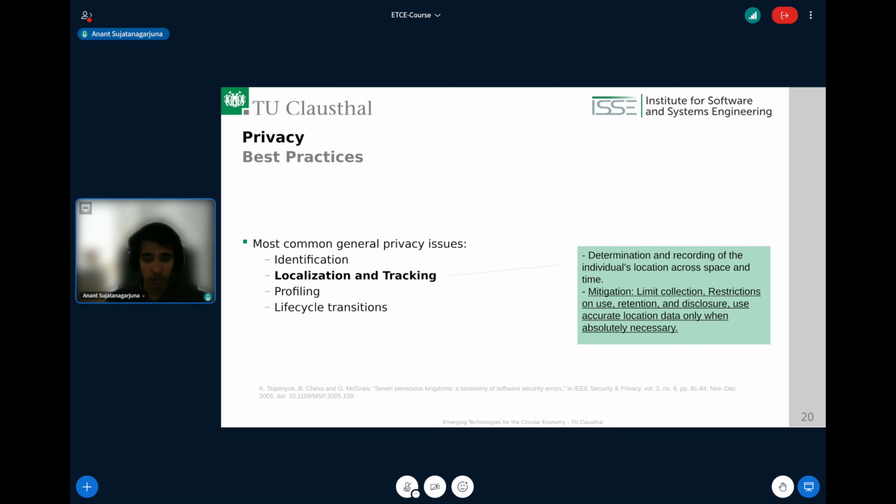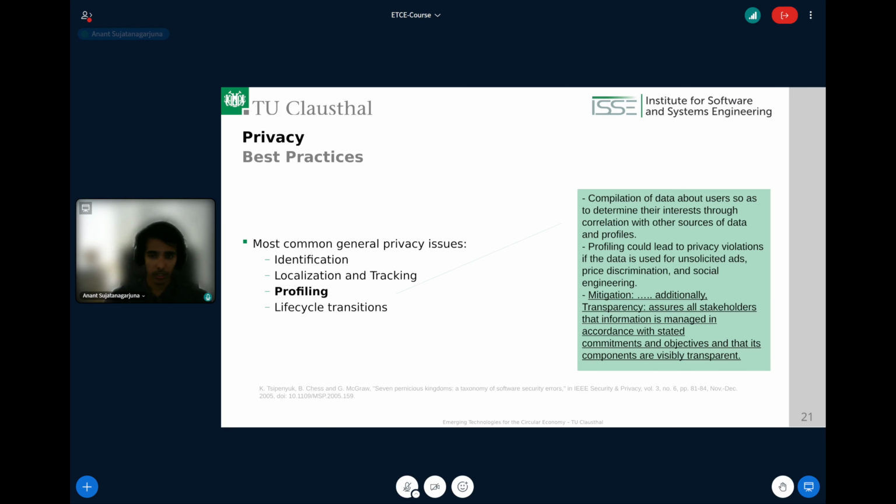In addition to this, you can sometimes use inaccurate location data. I think we all have these options in our phones to use inaccurate localization, so maybe just within the city where you are, but not the pinpoint GPS location. You only use the pinpoint location when it's absolutely necessary to do so. And then you have additional measures to mitigate any privacy issues that come with that.